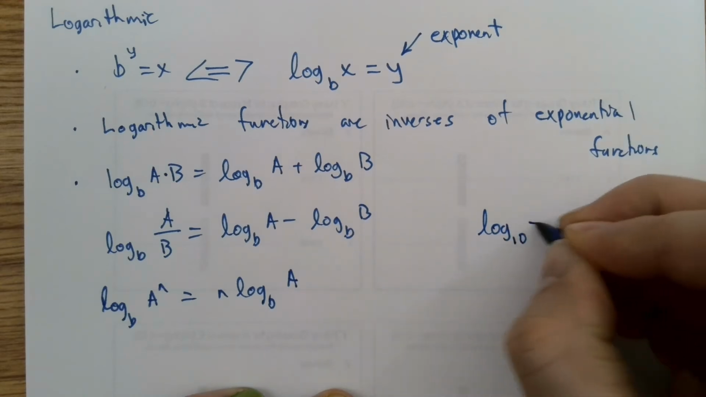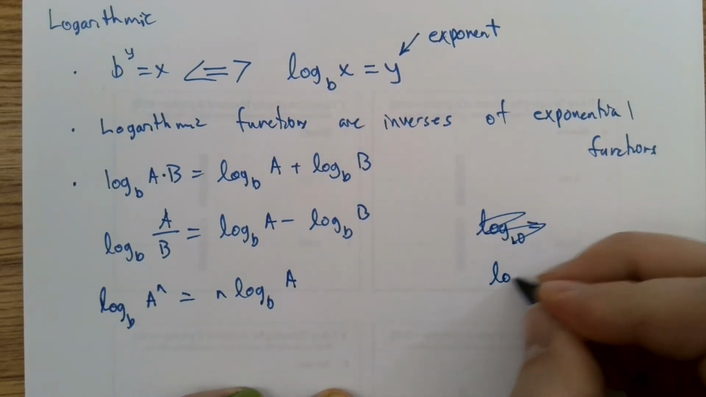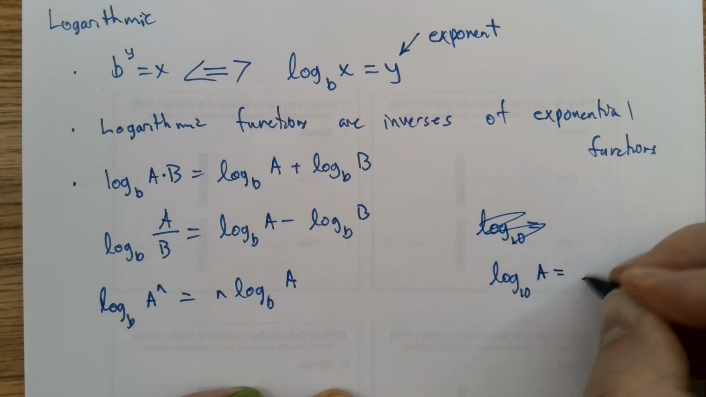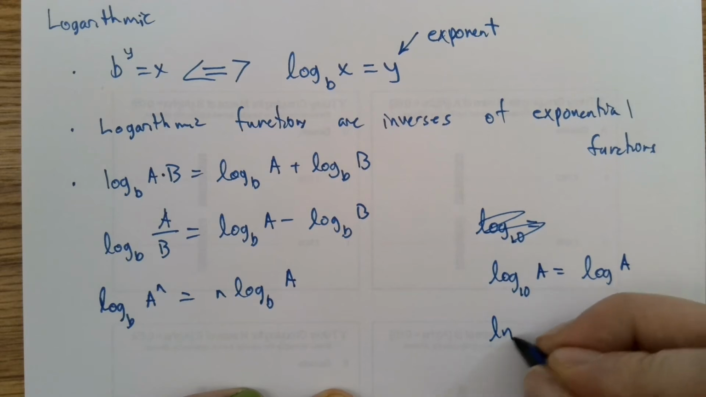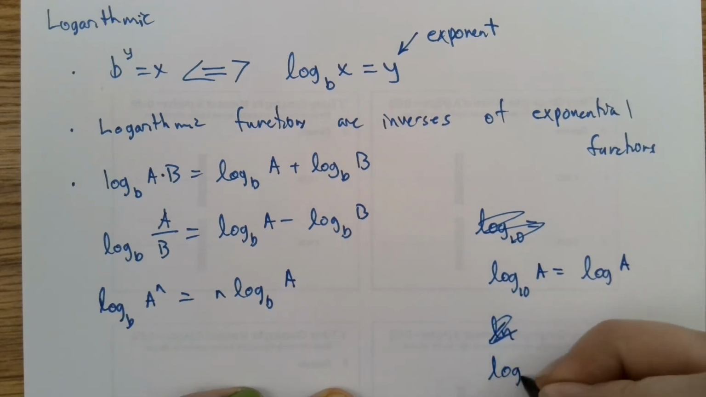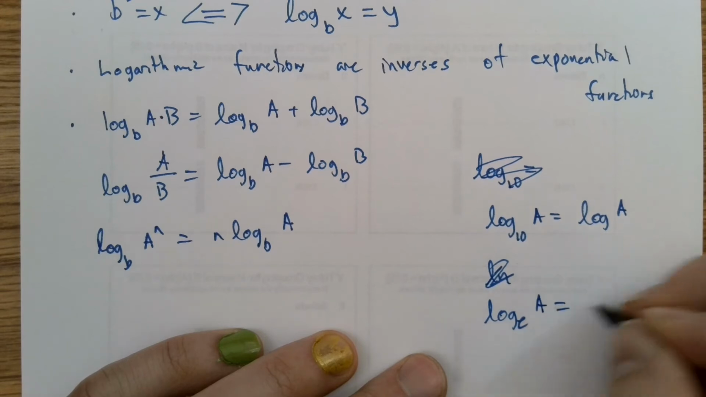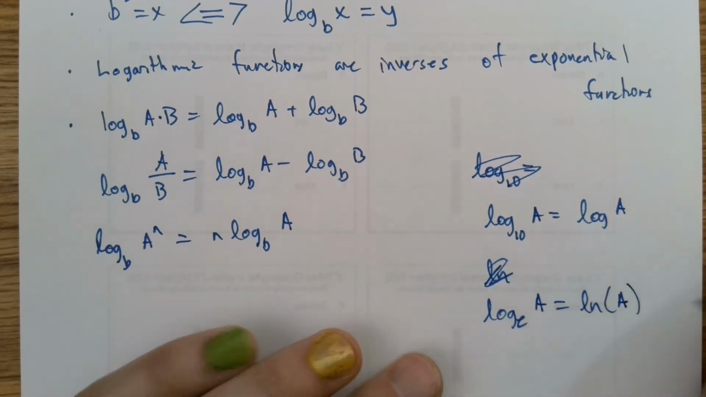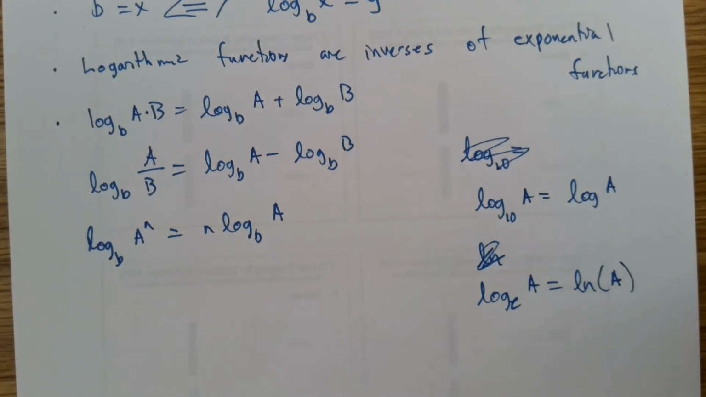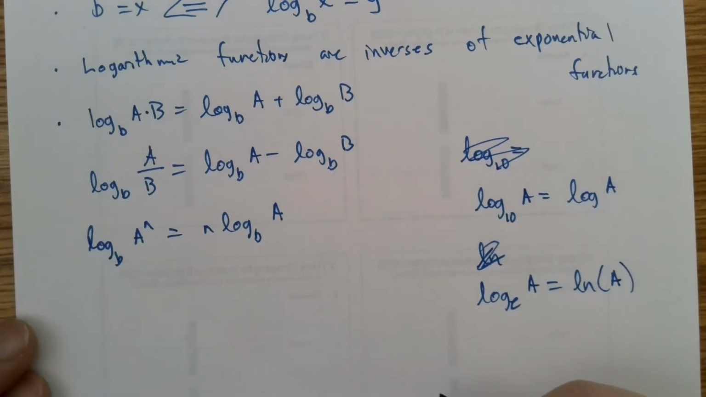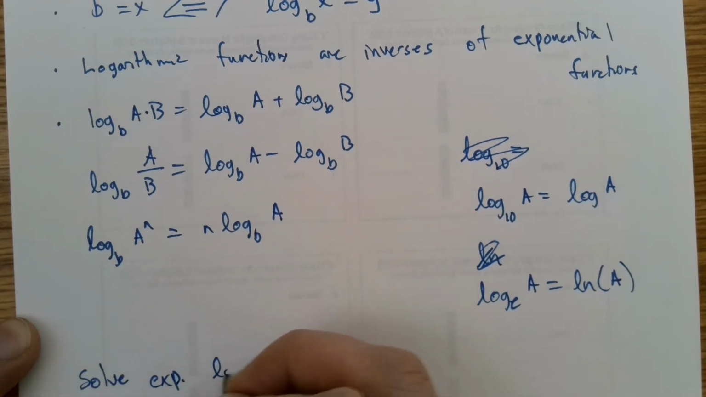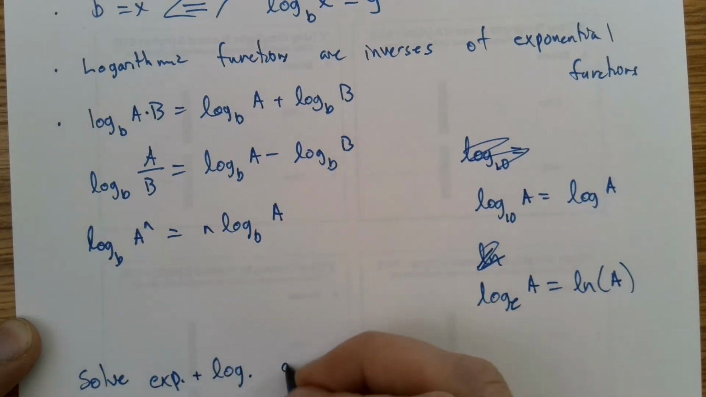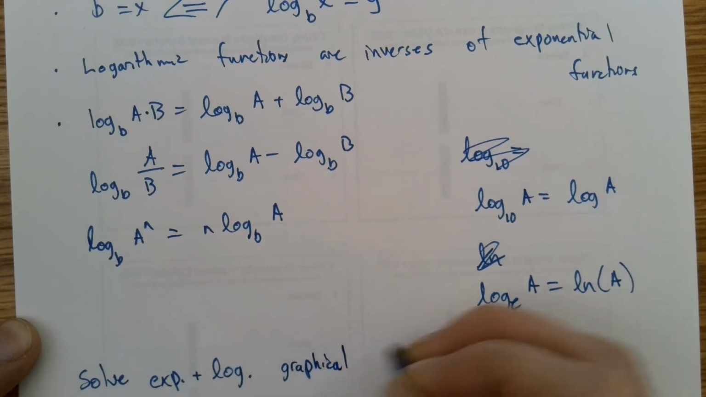And then we had these two special types of logarithms. Log base 10, we don't write. Let me try again. We need a value in there. Log base 10 of a is really log a. We call that common log. And natural log, well, let me try again. Log base e of a was really natural log, or ln. And those are the things that are programmed into Desmos. And then we solve these things graphically, solve exponential and logarithmic equations graphically and analytically.